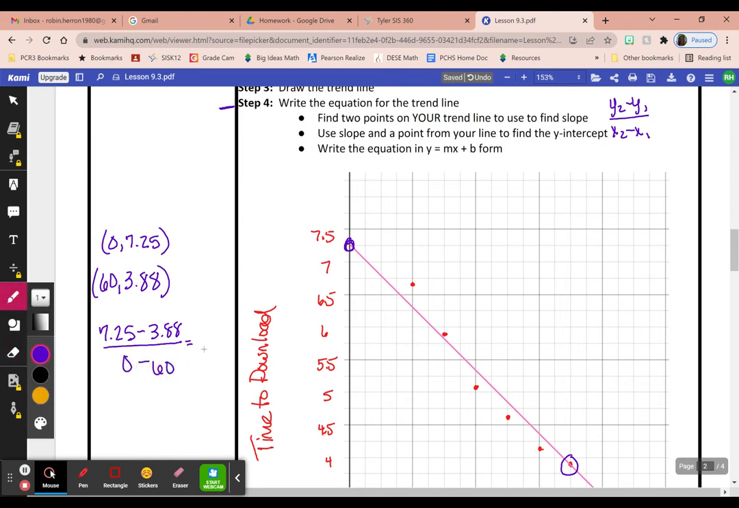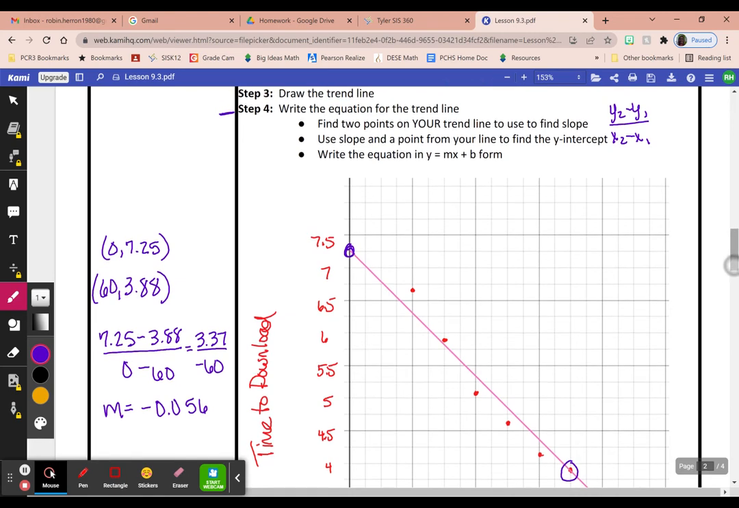0 minus 60, so I have something over negative 60, and I'm going to type these in. I've got 7.25 minus 3.88, and I get 3.37, and I'm going to go ahead and divide that because I can't have a decimal like that. So my slope ends up being negative 0.056, or I could do negative 0.06 if you wanted to as well. So there's my slope, okay?